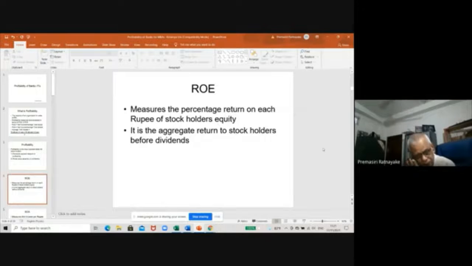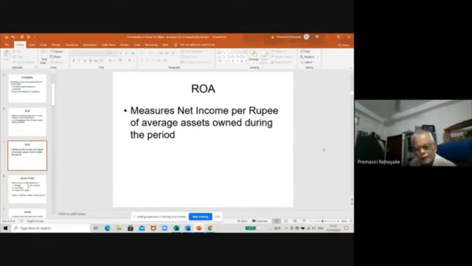Return on equity measures the percentage return on each rupee of stockholders' equity. It is the aggregate return to stockholders before dividends. Return on assets measures net income per rupee of average assets owned during the period. Depending on the performance of the company, return on assets will vary.